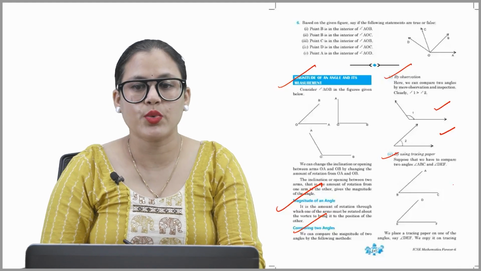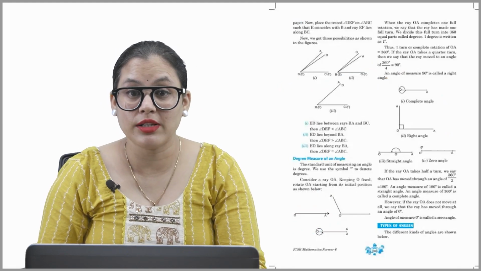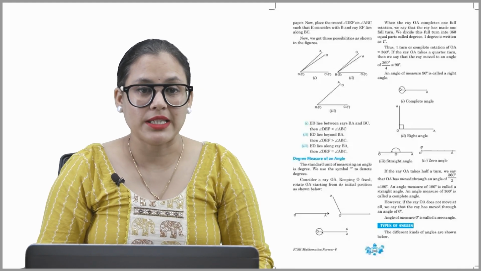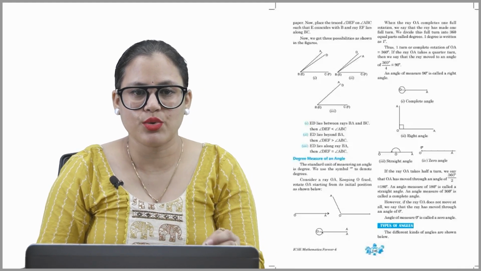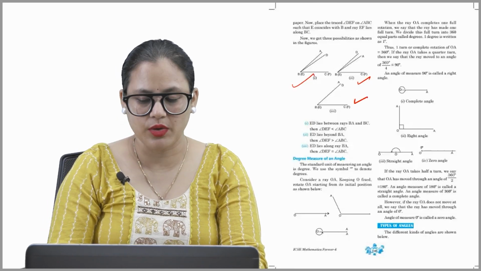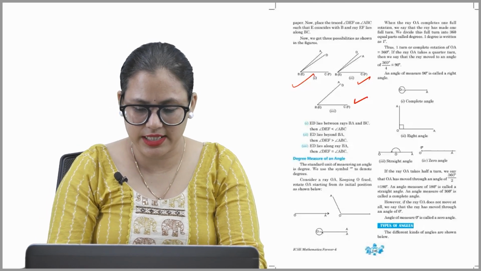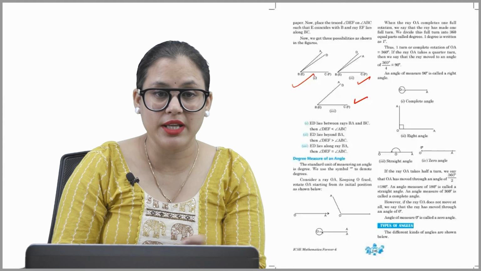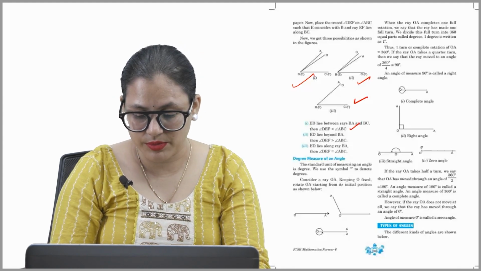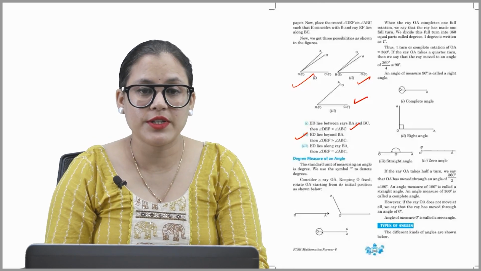We copy it on tracing paper. Now place the traced angle DEF or angle ABC such that E coincides with B and ray EF lies along BC. Now we get three possibilities as shown in the figures. See, possibility 1, 2 and 3. Possibility 1, ED lies between rays BA and BC, then angle DEF is less than angle ABC. Second, ED lies beyond BA, then angle DEF is greater than angle ABC.